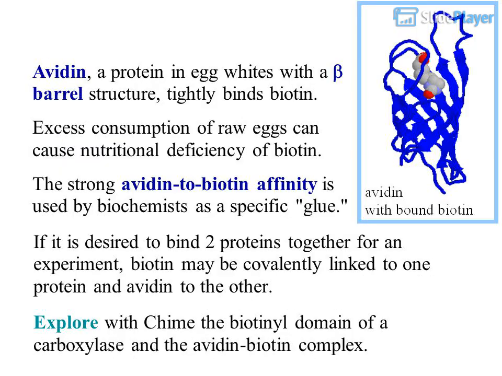Avidin, a protein in egg whites with a beta barrel structure, tightly binds biotin. Excess consumption of raw eggs can cause nutritional deficiency of biotin. The strong avidin to biotin affinity is used by biochemists as a specific glue. If it is desired to bind two proteins together for an experiment, biotin may be covalently linked to one protein and avidin to the other. Explore with Chime the biotinyl domain of a carboxylase and the avidin-biotin complex.